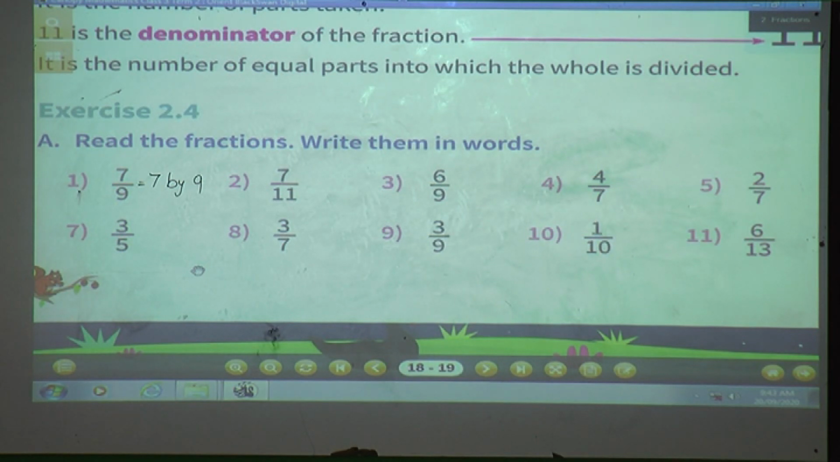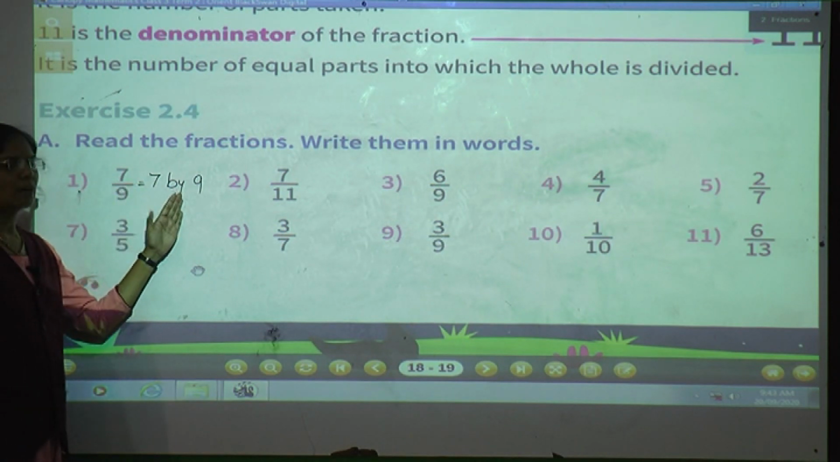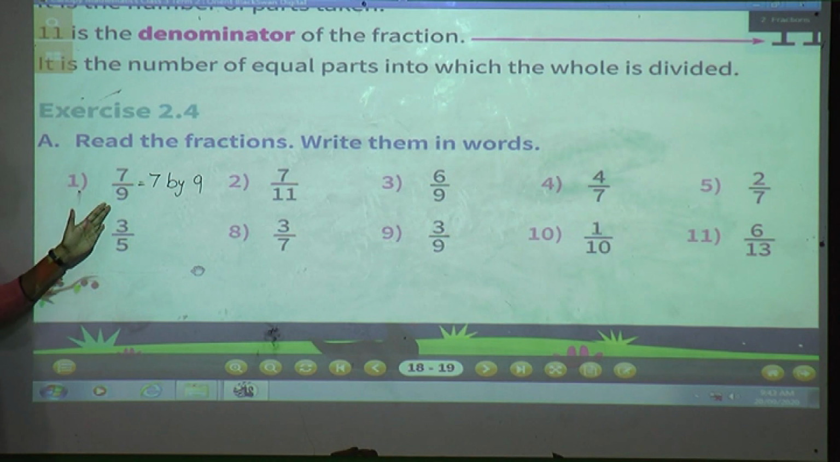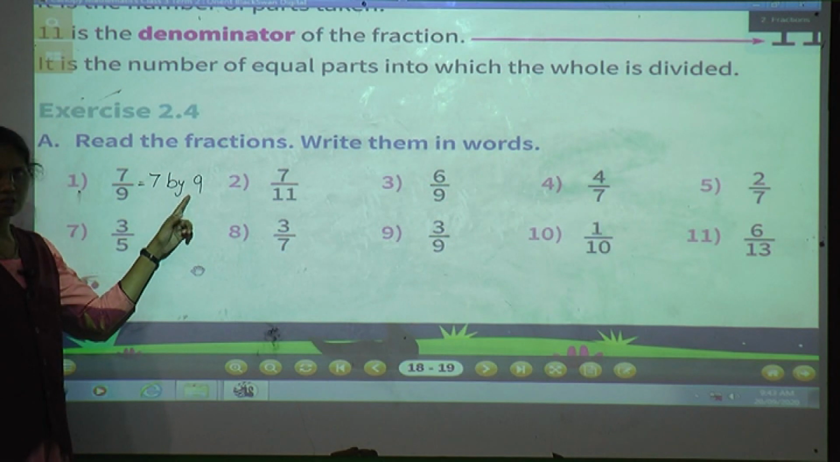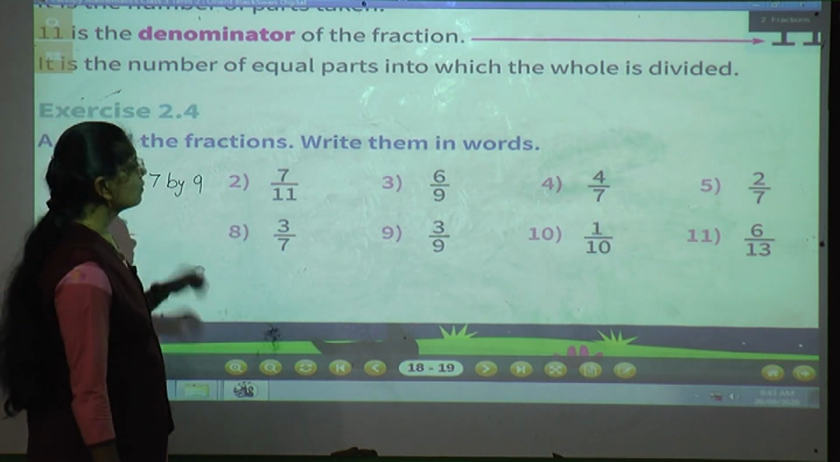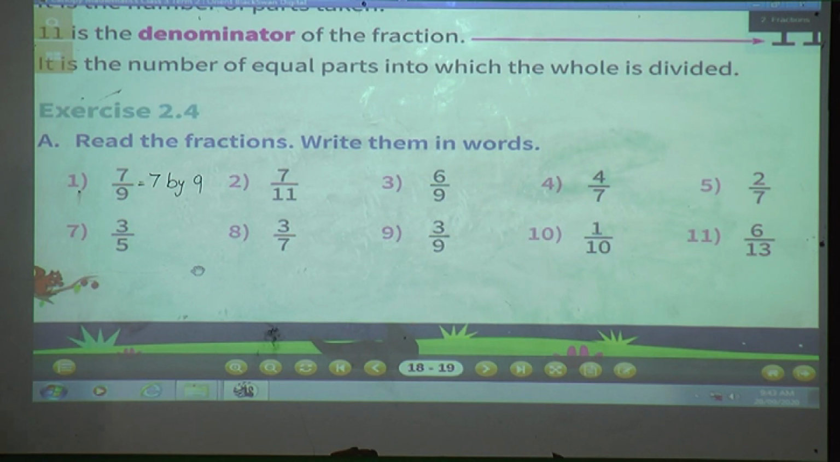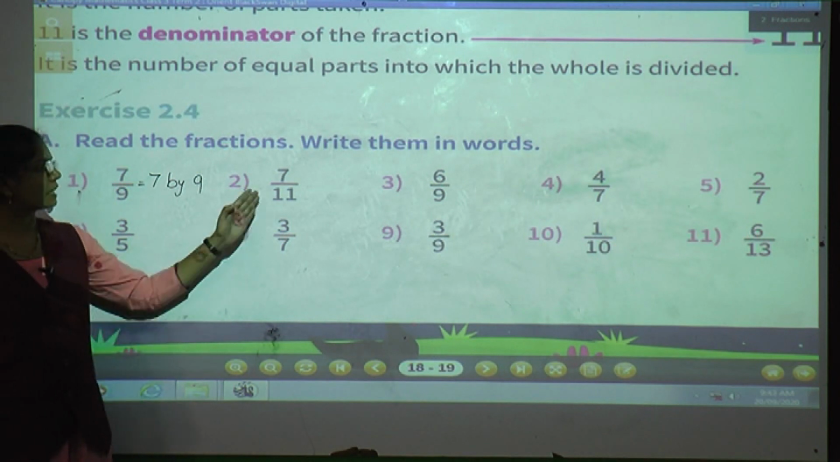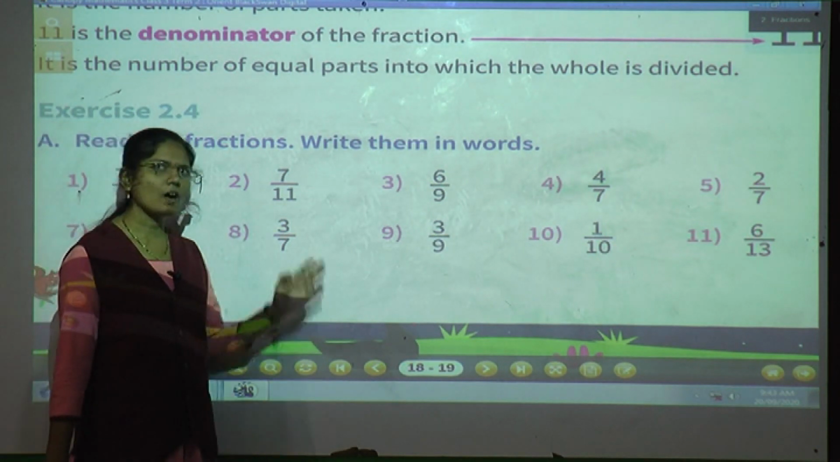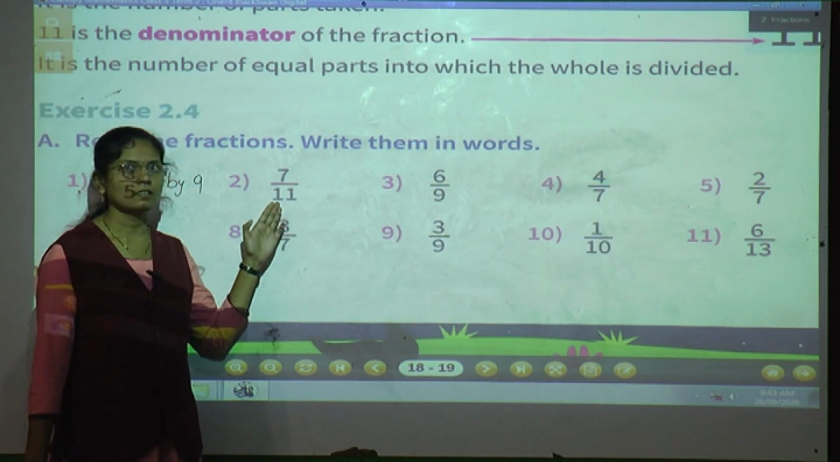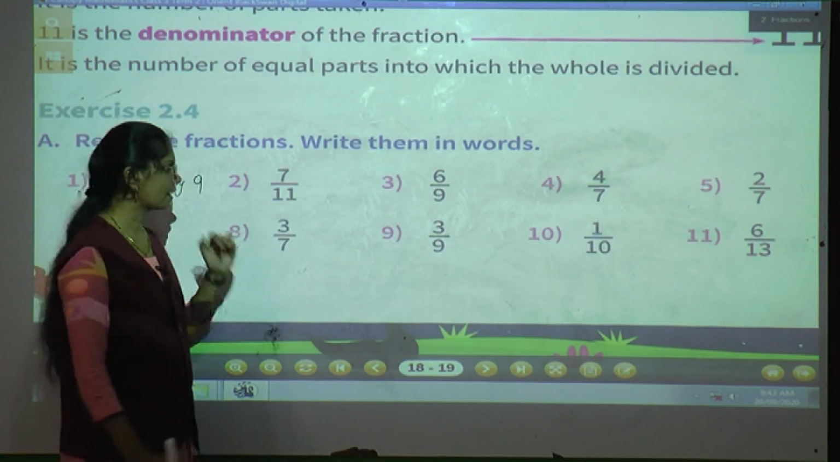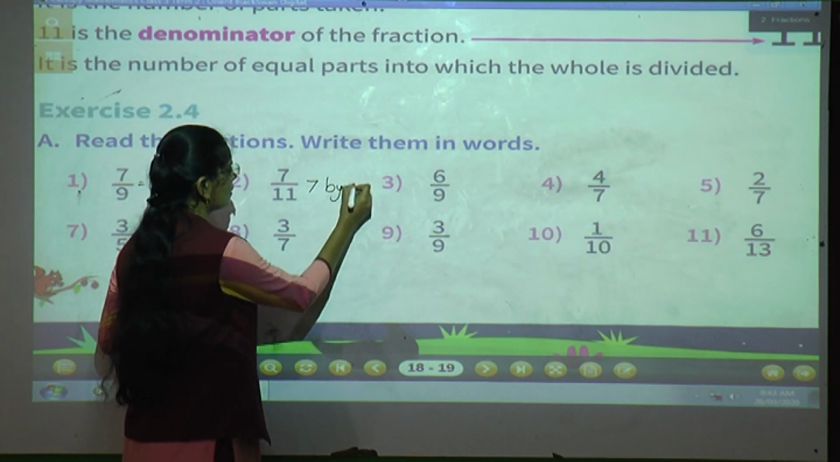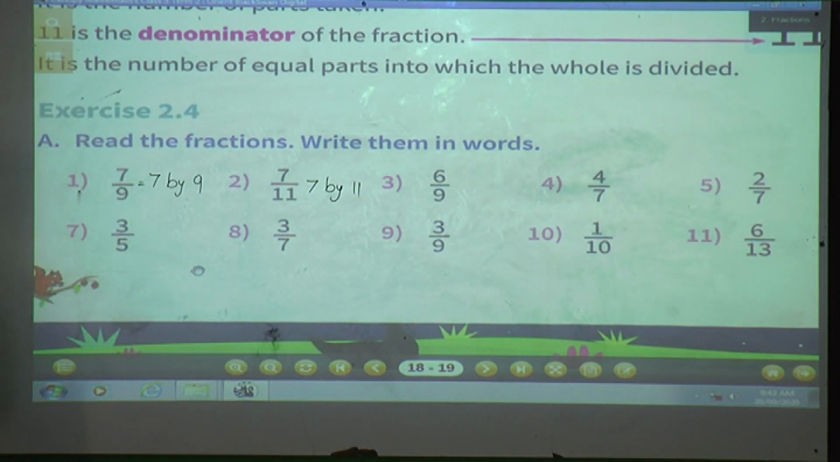But we have to write only how you will read this fraction. That we have to write, or this fraction we have to write in words. So how will you write this? 7/9 in this way. Okay, then we'll move to the next example. See this example. Here in this fraction 7 is the numerator and 11 is the denominator. So how will you read this fraction? Correct, 7/11. Okay, clear?